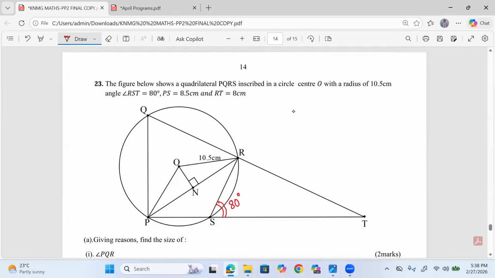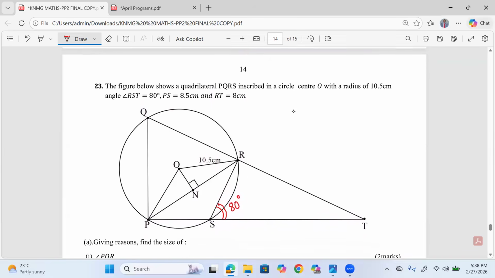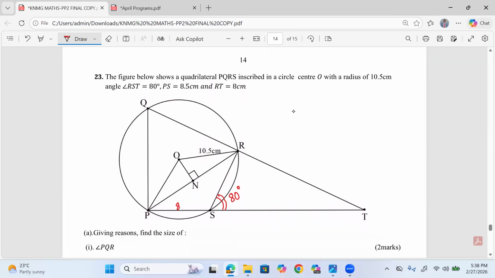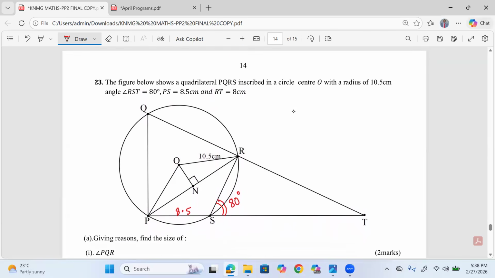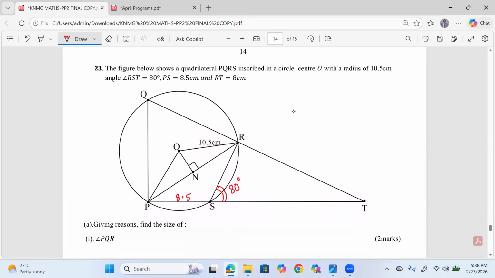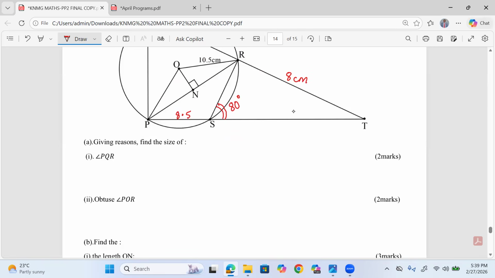All right. Can we proceed? Yes. PS equals 8.5. PS, this length, 8.5. Then RT, R to T, this length equals 8 centimeters. How RT is 8 and PS is longer, 8.5, I don't know, but the diagram is not drawn to scale. So let us be flexible and reasonable. The diagram has not been drawn to scale.